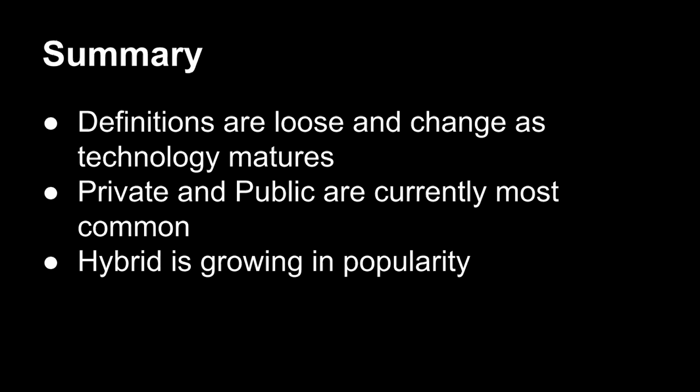So one thing to keep in mind through all of this is that the definitions are very loose. As the technology changes, as the technology matures, the definitions and deployment models will shift. Private and public are definitely the most common, but hybrid is growing in popularity. And we see technologies such as OpenStack come in and allow for both a private cloud installation, but to use the same APIs for the public side as well. So you can then merge those two and form a hybrid cloud when needed.